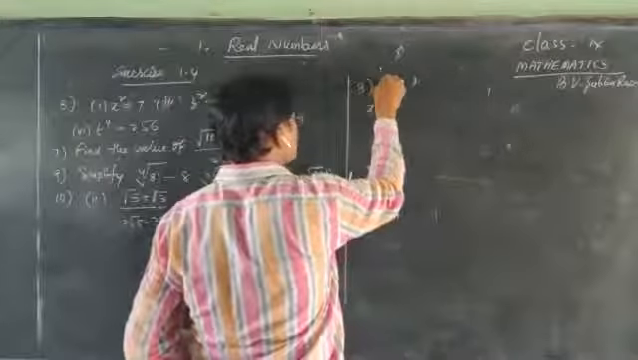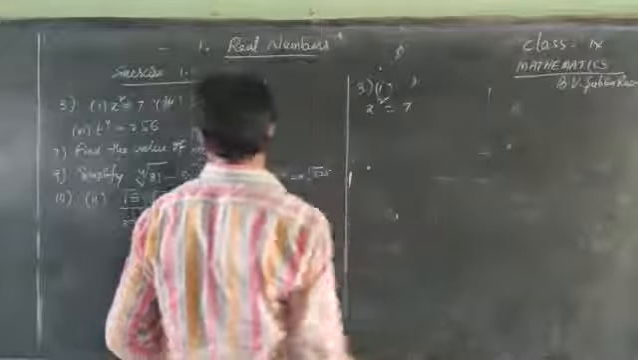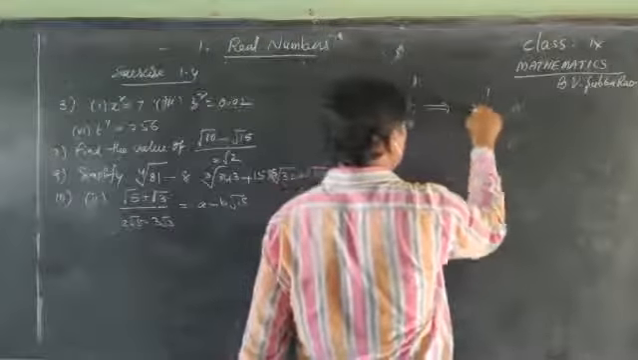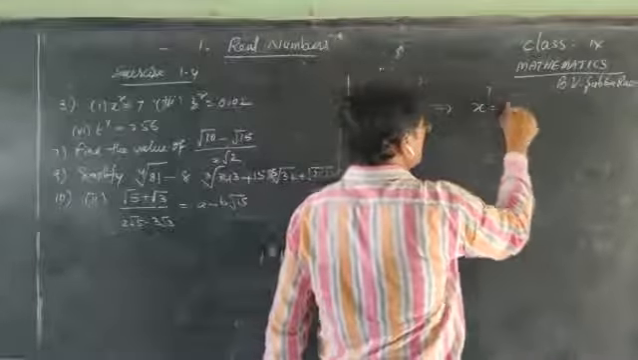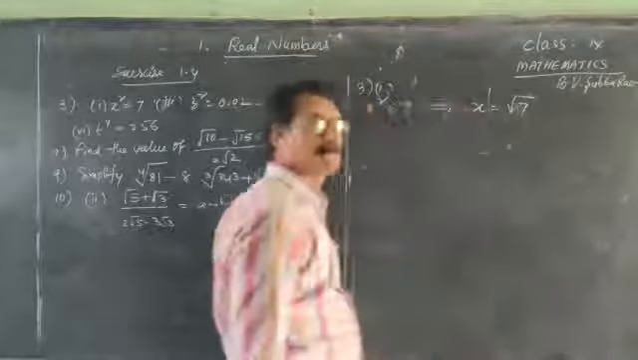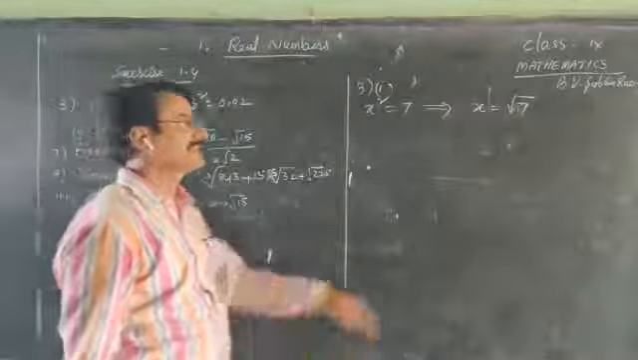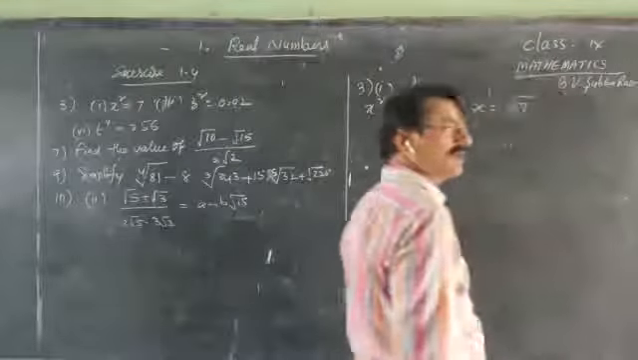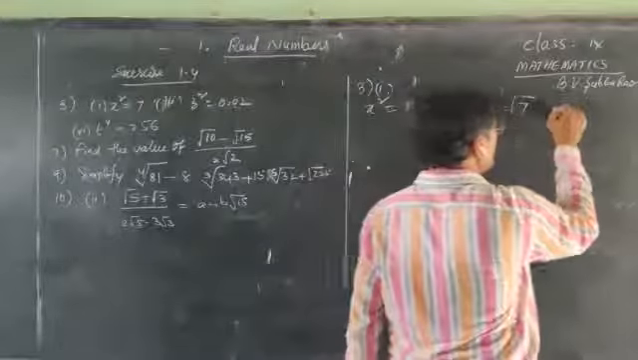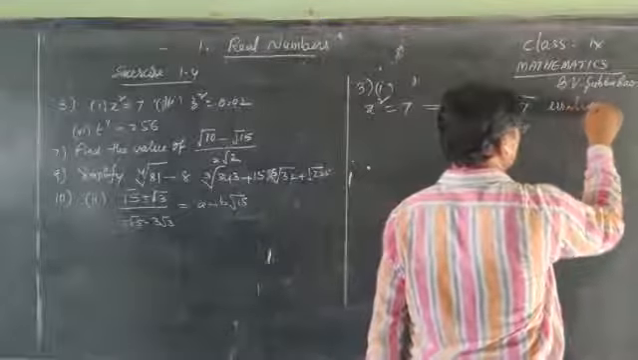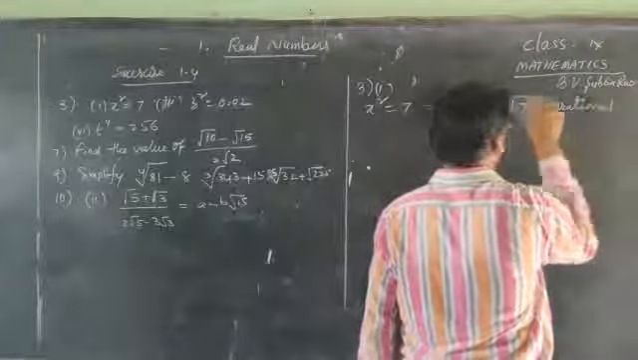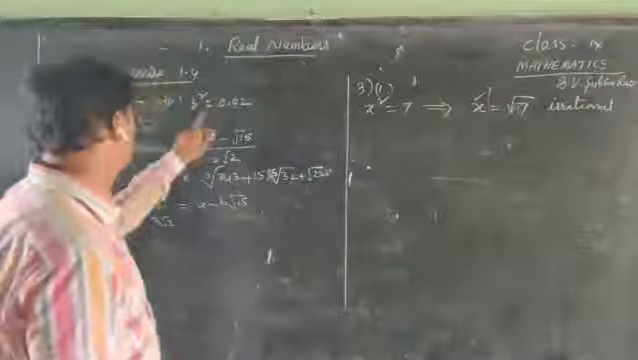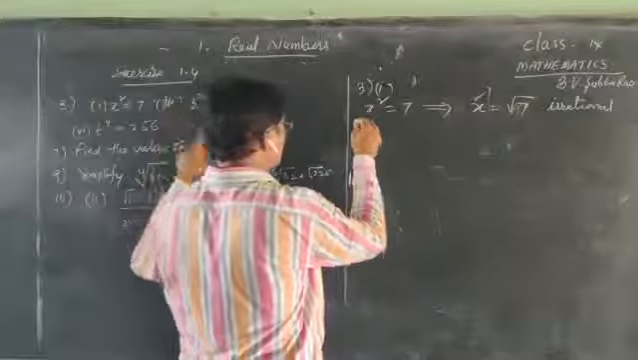In the third Roman, first sum. X square equal to 7 is given. So x equal to square root of 7. It is of the form root n. 7 is not a perfect square, so it is irrational. Irrational. You understand? Okay. Next, it is the third one.